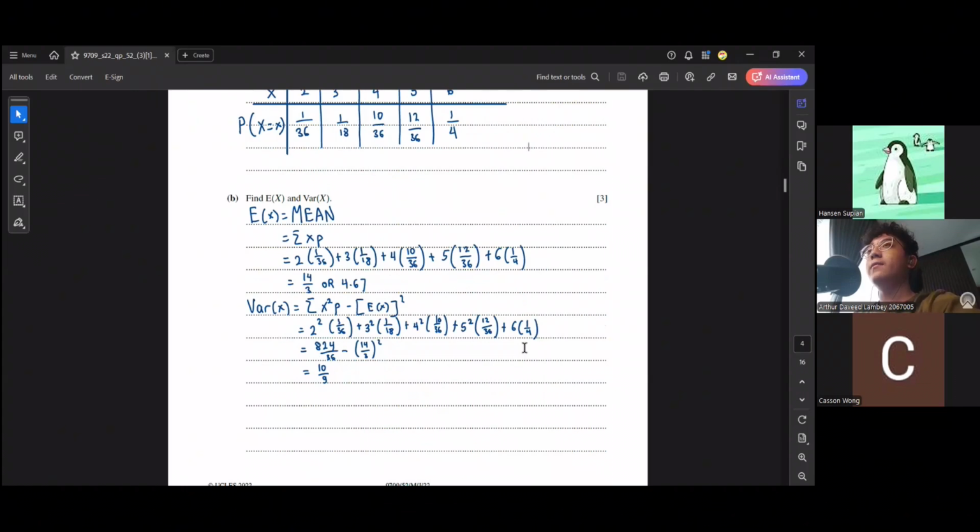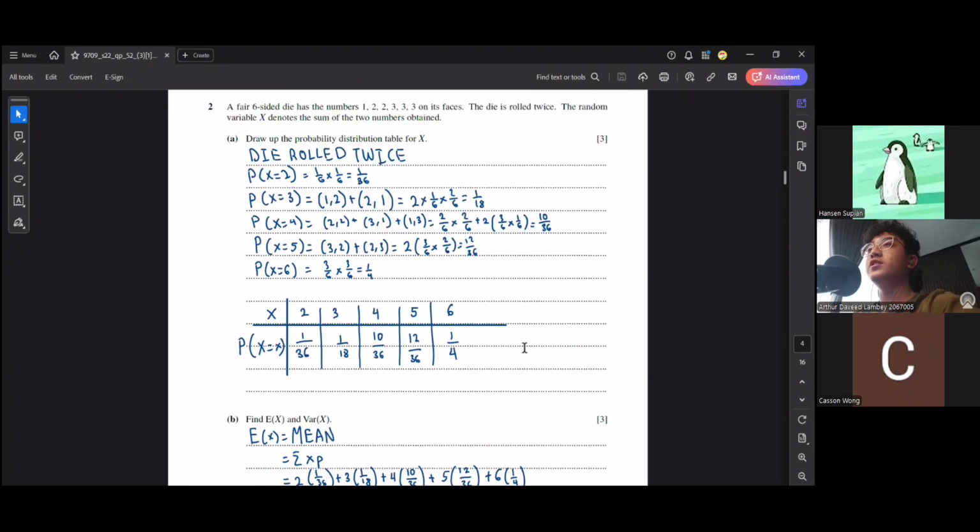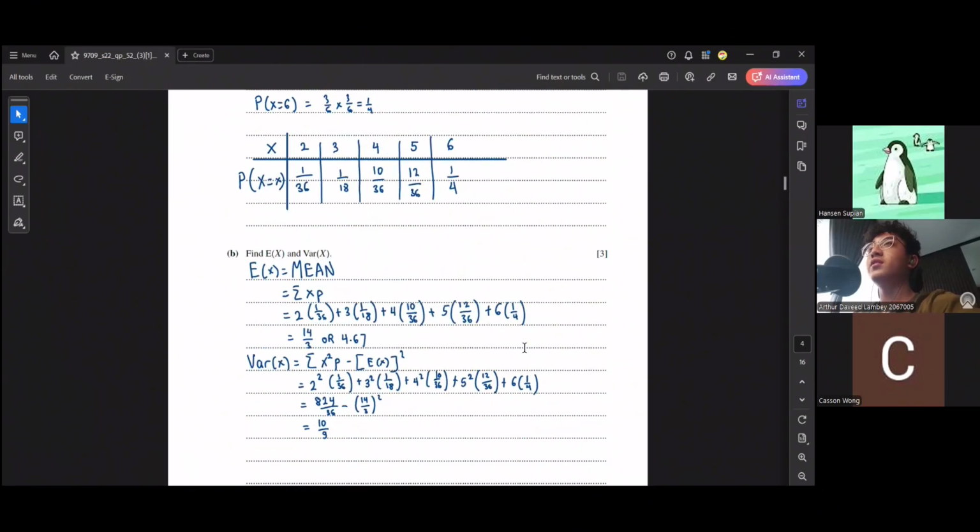Okay, so find expectation x and variance x. Expectation is the mean, so the formula is sigma x times the probability. So scroll a bit to the table. Only the table. Okay, so as we can see here, to get the x of 2, the probability is 1 over 36.